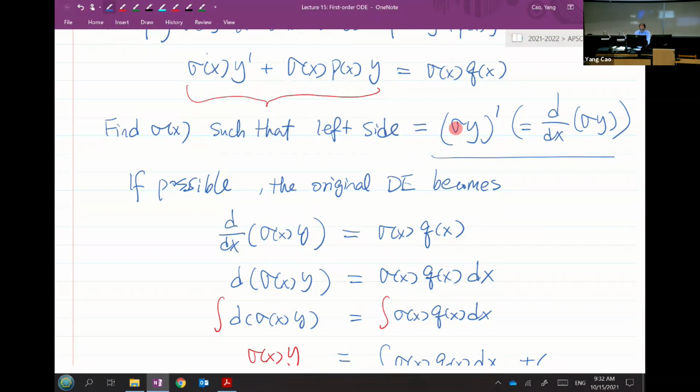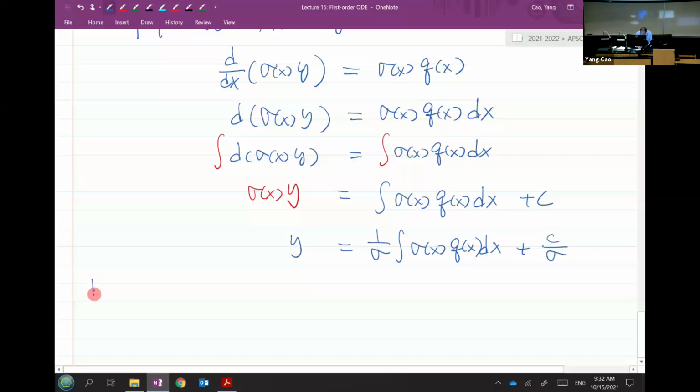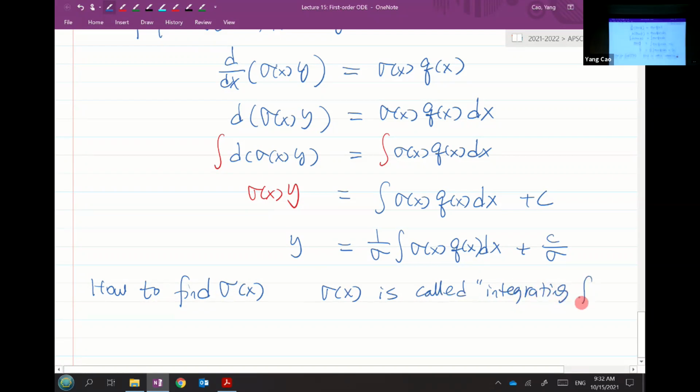So basically, how do we find this sigma? The sigma here is what we call the integrating factor method. So now the question is how to find this function sigma of x. And the sigma of x is called the integrating factor. It's called the integrating factor.